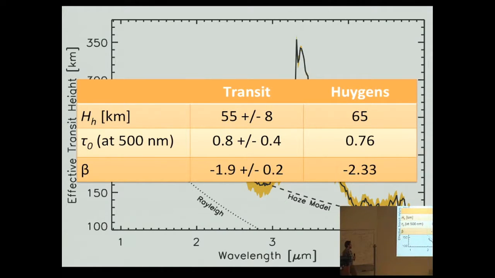And so the haze scale height, the optical depth, and this power law extinction coefficient that we derived from the transit observations are very comparable to what Huygens got with the in situ observations, which I think was really powerful, because that says that in transit observations you have the potential to back out information about the atmosphere to a quality that's similar to what you get, in this case, with in situ observations.